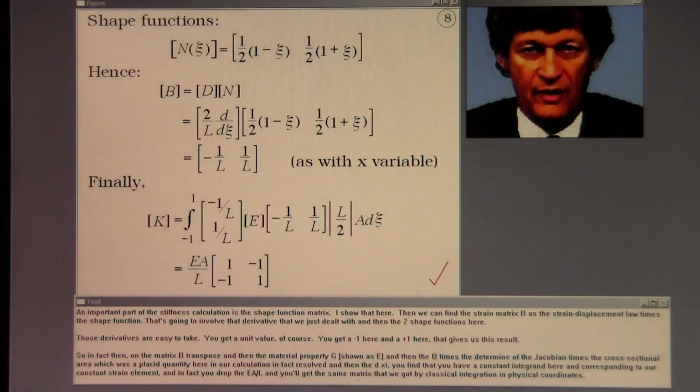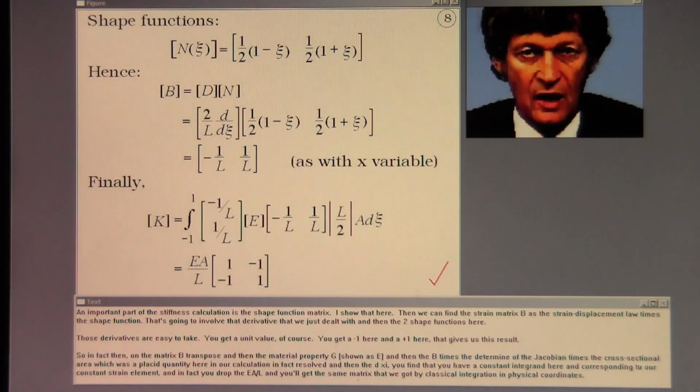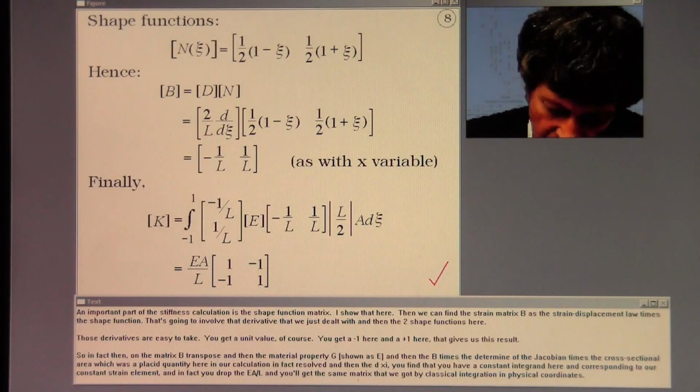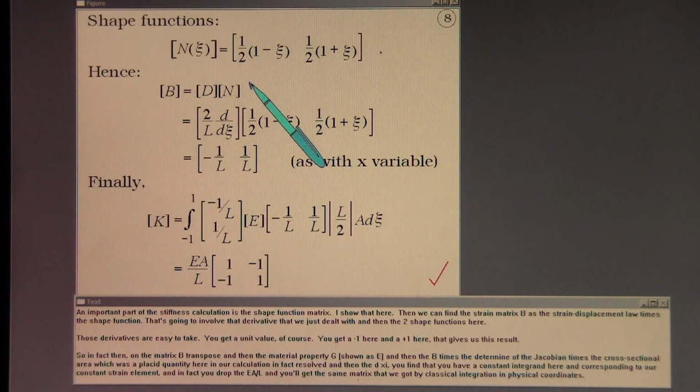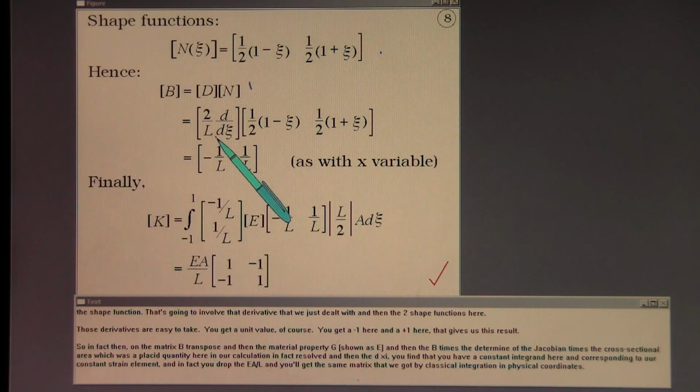An important part of the stiffness calculation is the shape function matrix. I show that here. Then we can find the strain matrix B as the strain displacement law times the shape function. That's going to involve that derivative that we just dealt with, and then the two shape functions here. Those derivatives are easy to take. You get a unit value. Of course, you get a -1 here and a +1 here that gives us this result.